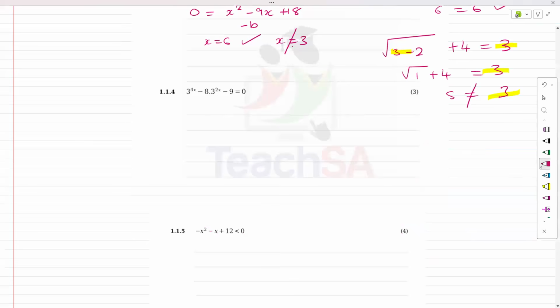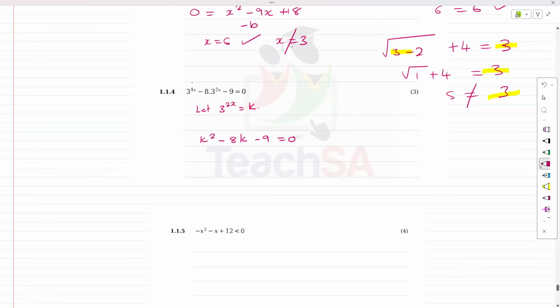The next one, generally, I don't think it's level 4, but you guys struggle with this. You'll always struggle with it, so let's solve it. I would say let 3 to the 2x equal k. So now 3 to the 4x will be k squared minus 8k minus 9 equals 0.